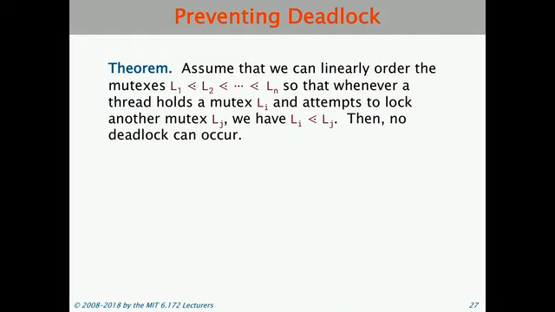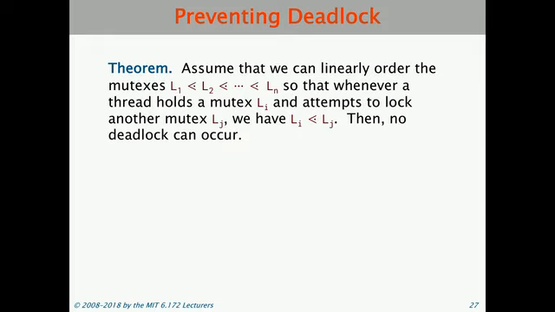Okay, so I pick some order of the mutexes, so that whenever a thread holds a mutex L sub i and attempts to lock another mutex L sub j, in this linear order, L sub i comes before L sub j. Then you can't have a deadlock.